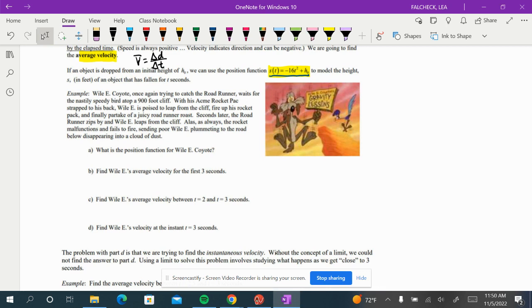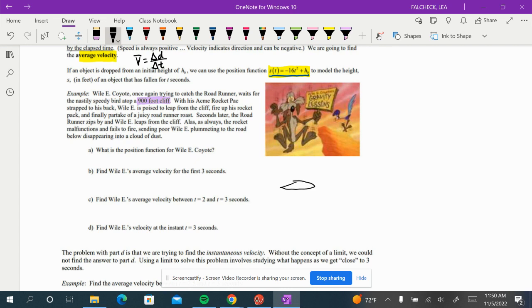So Wile E. Coyote, once again trying to catch the roadrunner, waits for the nastily speedy bird atop a 900-foot cliff. Go ahead and highlight 900-foot cliff because we're going to use that. With his Acme rocket pack strapped to his back, Wile E. is poised to leap from the cliff, fire up his rocket pack, and finally partake of a juicy roadrunner roast.